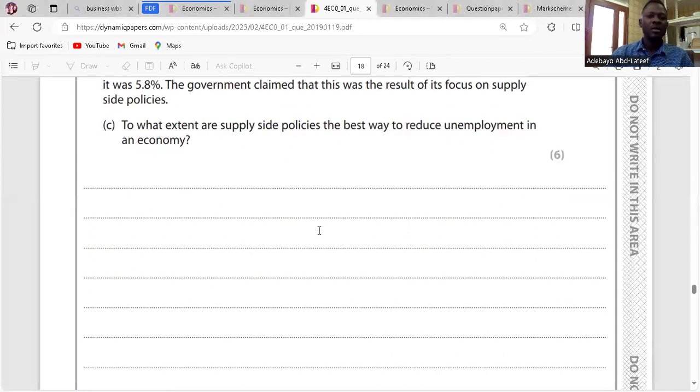So supply-side policy will bring about, like I told you earlier, education and training, which improves the skills and knowledge of the workforce, which makes them become more employable. And two, government incentives, which can be cuts of taxes in some areas that are highly unemployed, to encourage employers to set up businesses there to reduce unemployment. However, supply-side policy might not be the best way to reduce unemployment, for the following reasons.